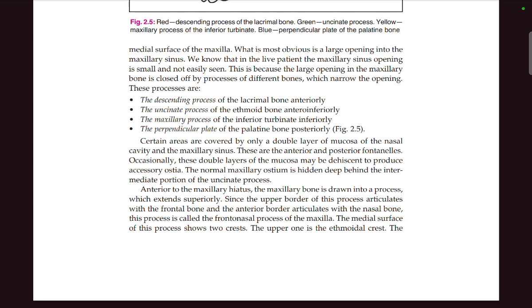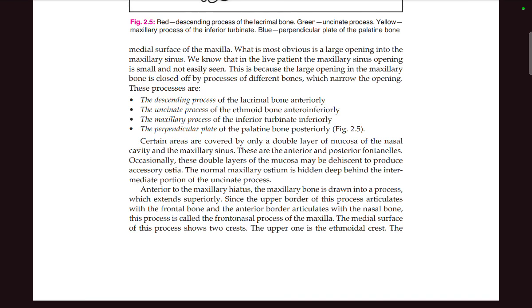We know that in the live patient, the maxillary sinus opening is small and not easily seen. This is because the large opening in the maxillary bone is closed off by processes of different bones, which narrow the opening. These processes are the descending process of the lacrimal bone anteriorly, the uncinate process of the ethmoid bone anterior inferiorly, the maxillary process of the inferior turbinate inferiorly, the perpendicular plate of the palatine bone posteriorly.